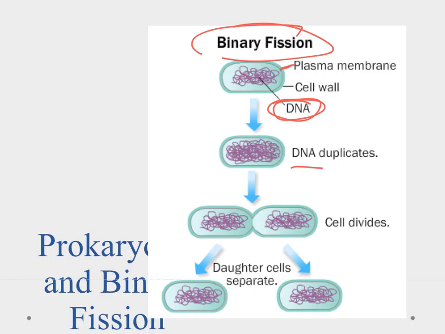Now, the DNA will duplicate itself, and then the cell will divide, and then we have two daughter cells. And these are going to be carbon copies of themselves. And that's why it's done a little bit quicker, because there's not the long process that it goes through to do this. It'll just duplicate the DNA, and then it'll just divide that way.